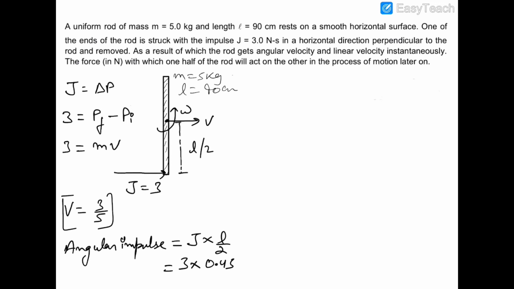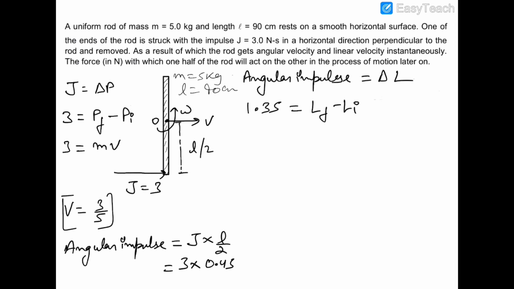Now we have to find out the omega. So angular impulse is also equal to the change in angular momentum about the same point O. So angular impulse is 3 into 0.45, which is 1.35, and that is equal to delta L, which is L final minus L initial. Now L initial is 0 and L final is equal to I omega.